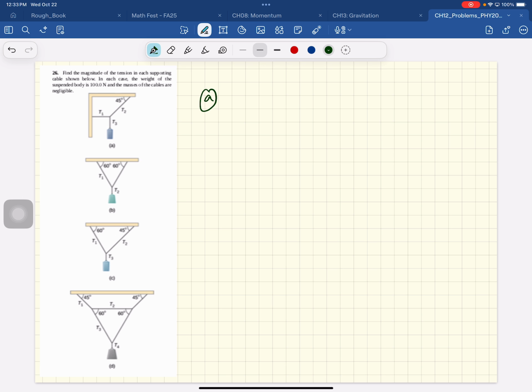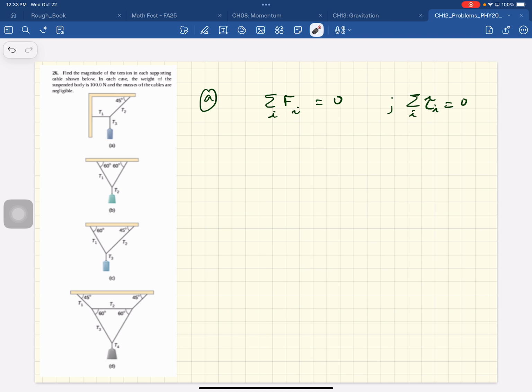Now, if forces are acting on a point object, then the only condition that is needed for the object to be at rest is that the sum of the forces acting on it be zero. If it's an extended object, then you need the additional condition that the sum of the torques is also equal to zero on the object.